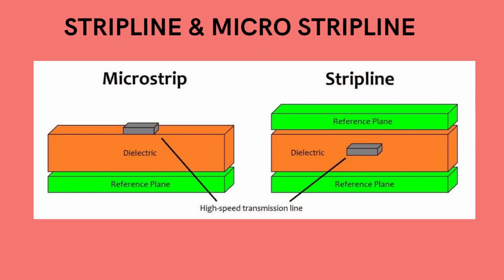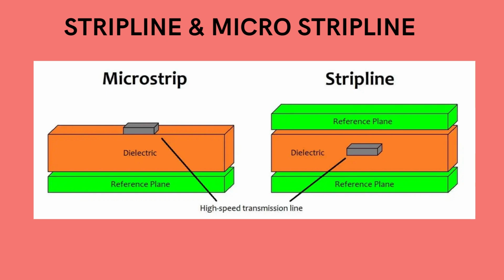Okay. The last category of guided media is strip line and microstrip line. So in this picture, you can see an example of both microstrip and strip line layer configurations. Microstrip is the configuration used for signal routing on an exterior layer of the circuit board, while strip line is embedded within the board layer stack up.